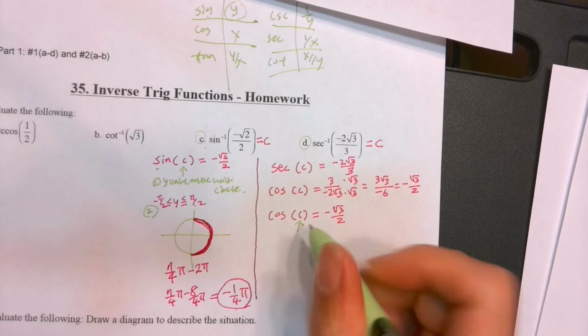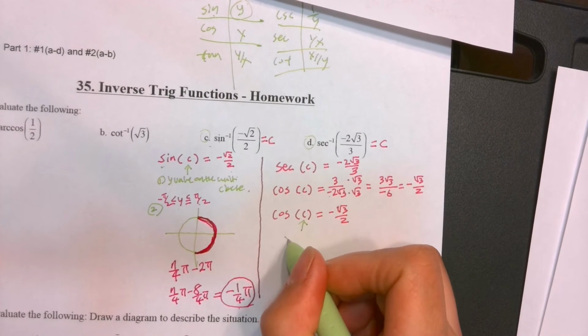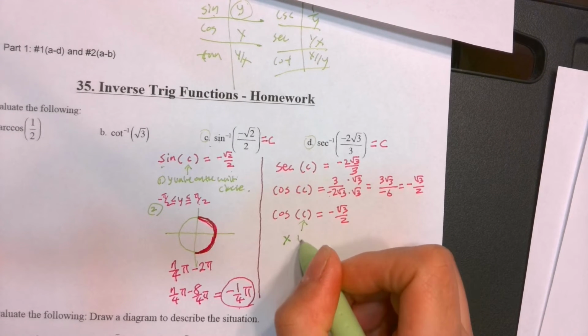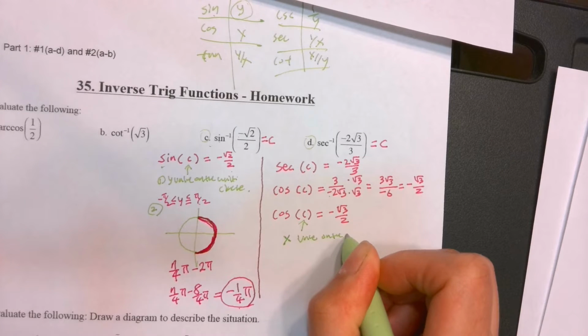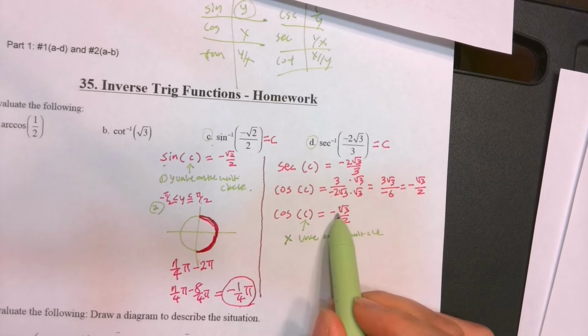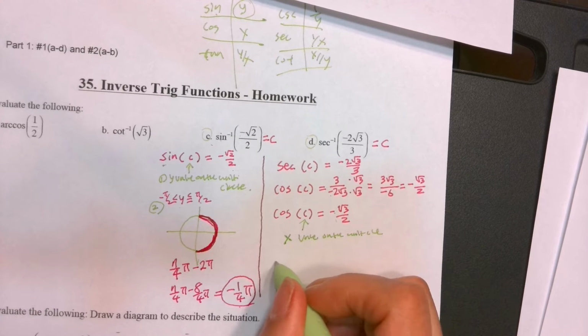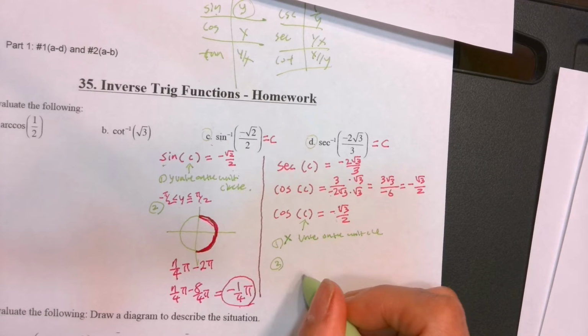So how do I do it? Well, cosine is the x value. So which angle gives you the x value on the unit circle? So negative square root of 3 over 3. And another thing you have to remember is this is the cosine function.